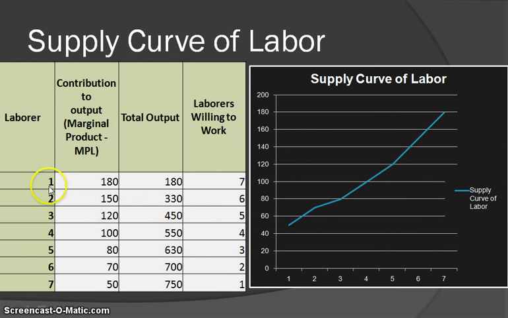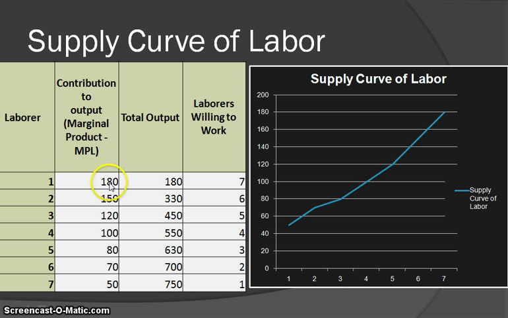So, whereas with the first worker, the real wage is 180. Let's look at it this way. At a real wage of 180, firms will demand one worker, but 7 workers will be willing to supply their services. At a real wage of 150, the firm will demand 2 workers, but 6 workers will be willing to supply their services. And we could go down the line.